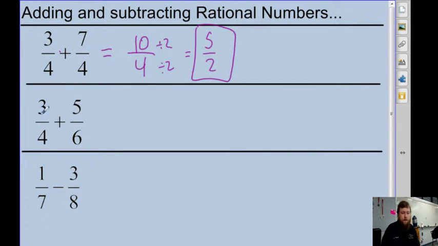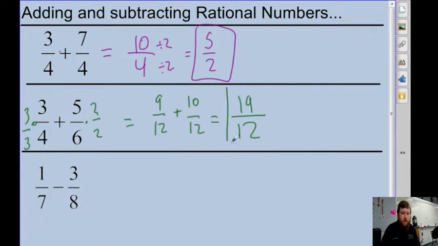Now this next one, these aren't like denominators. I want to have the lowest common multiple. I want to change these denominators. So the lowest common multiple between 4 and 6 will be 12. So I want to multiply the right fraction by 2 over 2 and the left fraction, to get up to 12, by 3 over 3. When you do this, the left fraction is 9 over 12, and the right fraction is 10 over 12. Now that it has the same denominator, 12 is on the bottom, 9 plus 10 is 19 on the top.